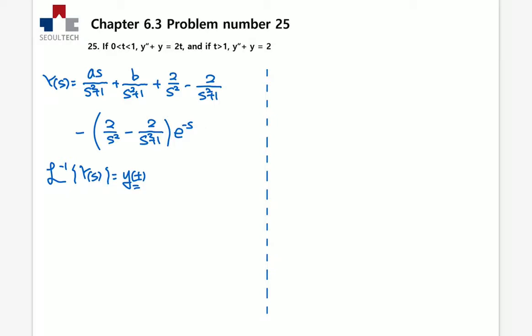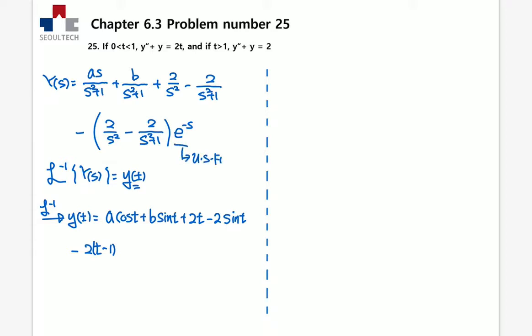So the inverse Laplace transform gives y of t equals a times cosine t plus b times sine t, plus 2t minus 2 sine t, minus 2(t minus 1) times u(t minus 1) because of the unit step function, plus 2 times sine(t minus 1) times u(t minus 1).